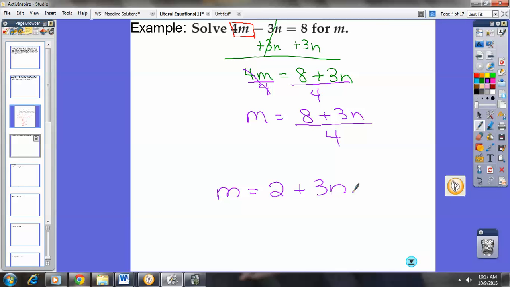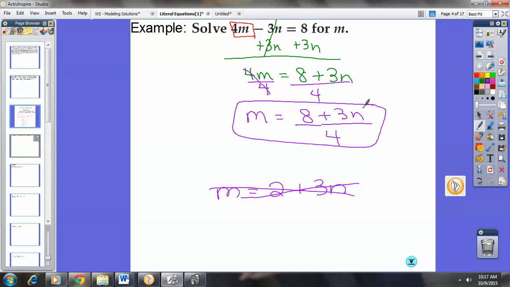But we're not just dividing the 8 by 4, are we? We're dividing that whole side. So we kind of left out the 3n. All right? We can't do that. If we're going to divide by something, we're going to have to do it to every single term in that numerator. So this is our answer.